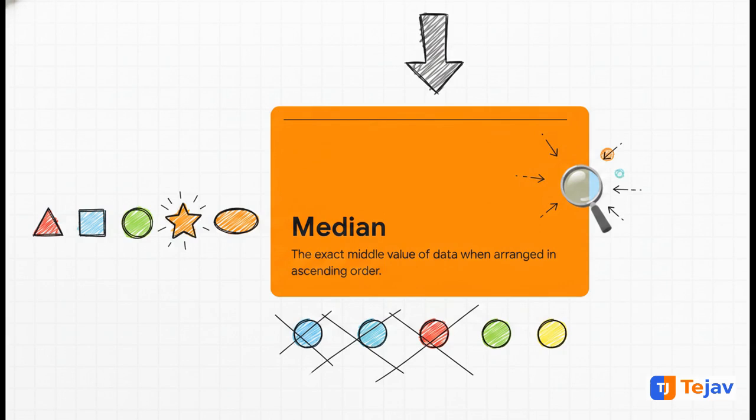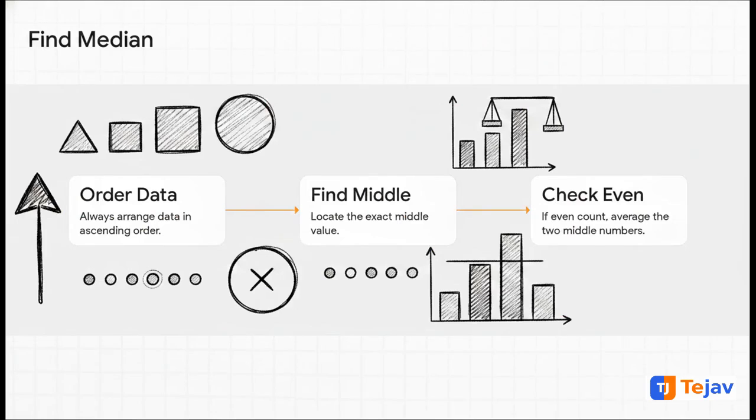Okay, next is the median. If the mean is the mathematical average, the median is the literal physical middle value of your data. But listen closely, because there is a massive catch here that catches students out all the time. You can only find the true median when the data is strictly arranged in order. So step 1 is always arrange your data in ascending order, smallest to largest. Step 2, find the middle value.